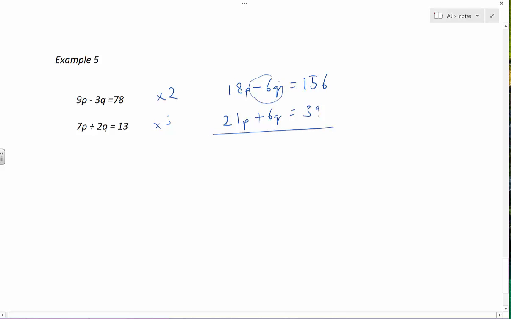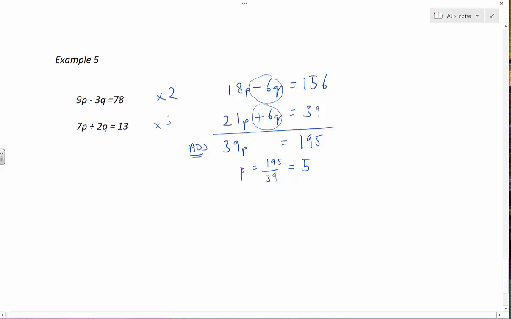We've made the q's the same. One is minus 6q, one is plus 6q. Same signs subtract, different signs add. So they are different signs, so we need to add these together. 18 and 21 is 39p. Minus 6q plus 6q disappears, and 156 plus 39 is 156 plus 30, which is 186, plus 9 is 195. 39p is 195, so p is 195 divided by 39, which is exactly 5.